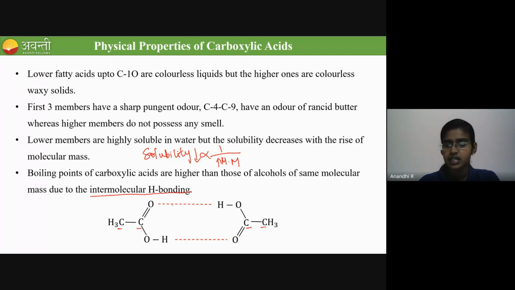And since each compound is able to form 2 hydrogen bonds, the hydrogen bonds are basically strong. So if a compound has to get boiled, it has to break all the hydrogen bonding present inside it, and then only a liquid will boil. Okay. So the bonding is very strong so that it cannot break easily. That's why carboxylic acids have a higher boiling point compared to alcohols, aldehydes, ketones, etc. Got it?